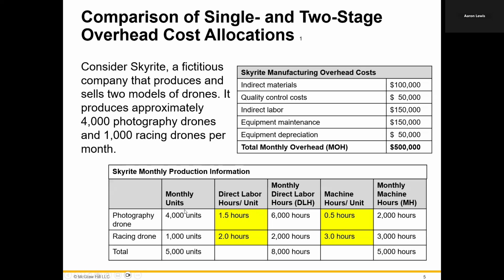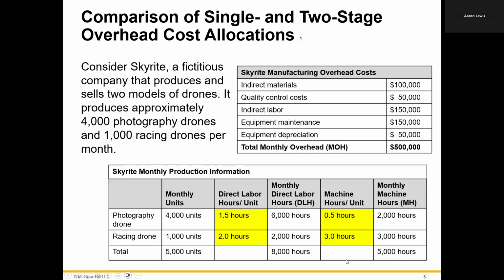But if you take the number of units that you're producing, multiply it by how many machine hours it's going to take for each unit, respectively, it's going to give you the total machine hours that need to be committed to the different models that Skyride's going to make, for a total of 5,000 hours.